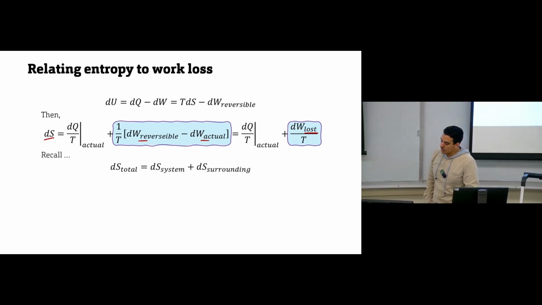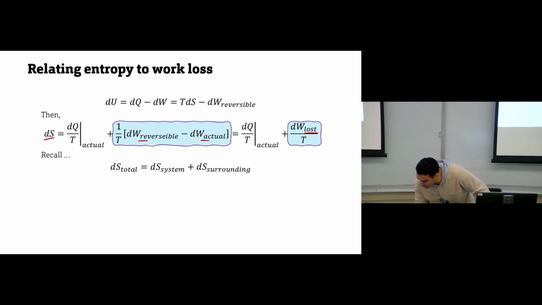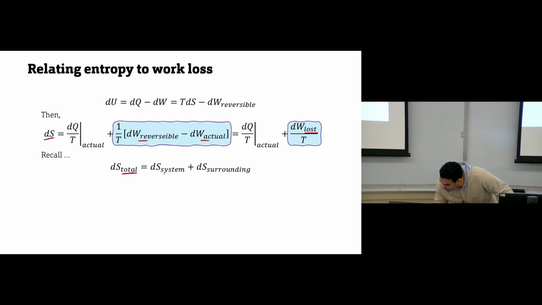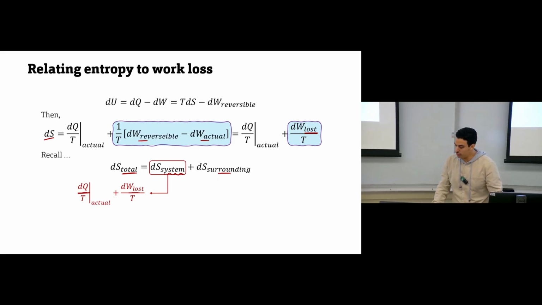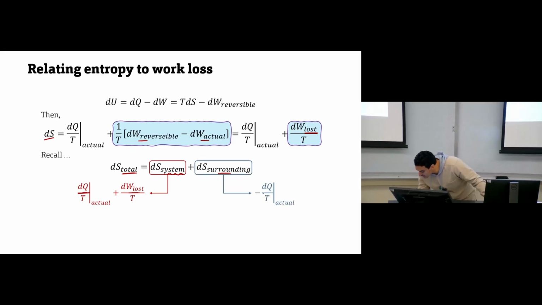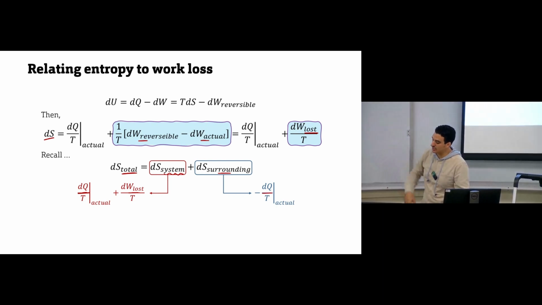Okay. So if we recall what we said in the previous lecture, the total entropy change is the summation of the entropy change for the system plus the entropy change for the surroundings. So for the system here, we have some heat added, and we have some work lost, as the system is doing some work. The surroundings are only adding heat to the system; there is no work done by the surroundings in this process.